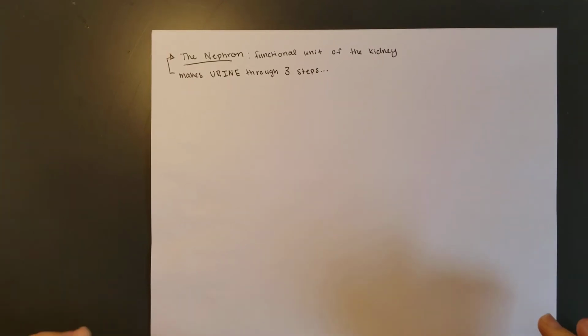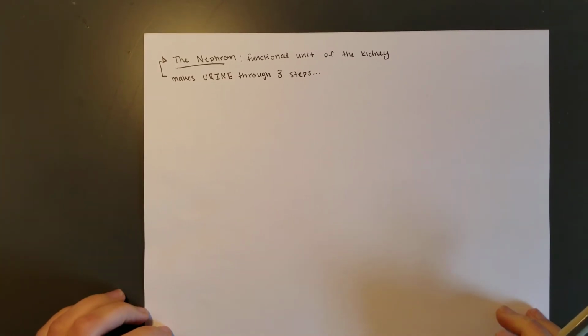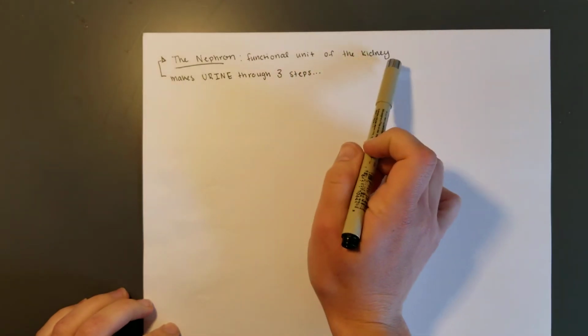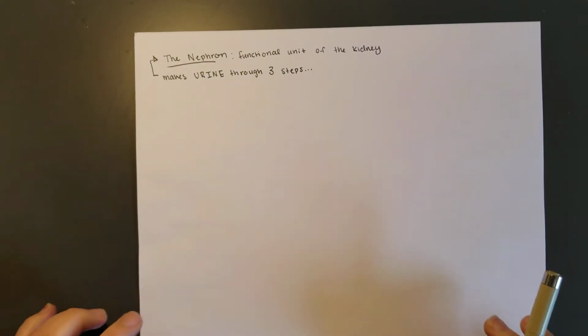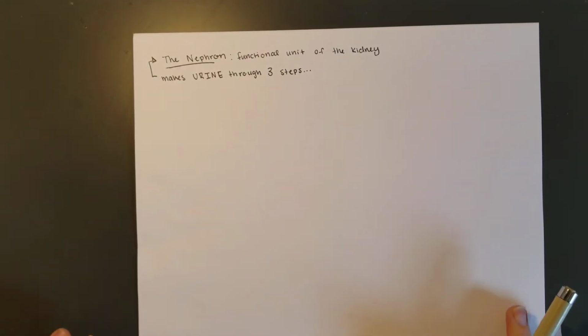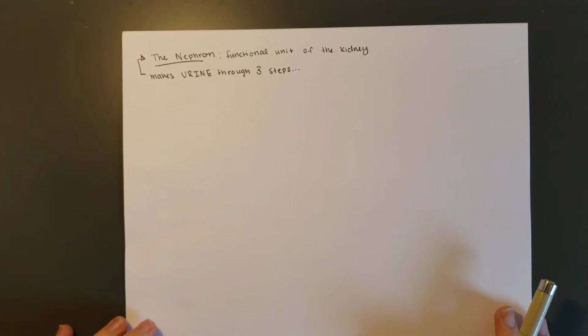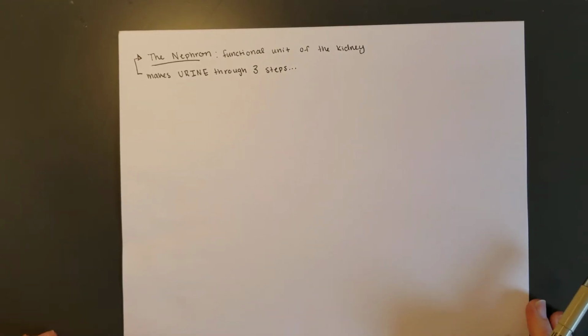All right, guys, so we are going to talk once again about the nephron, which is our functional unit of the kidney. Sometimes it's better if you can just draw this out because it does get a bit complicated. So when we say that the nephron is the functional unit of the kidney, what we mean is that the nephron is what makes the kidney functional, right?